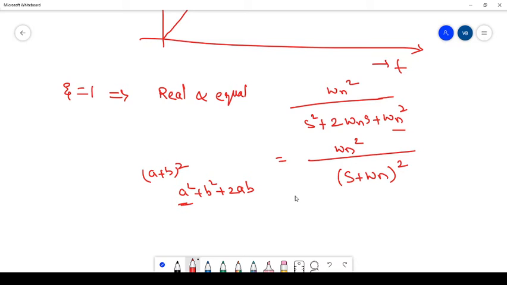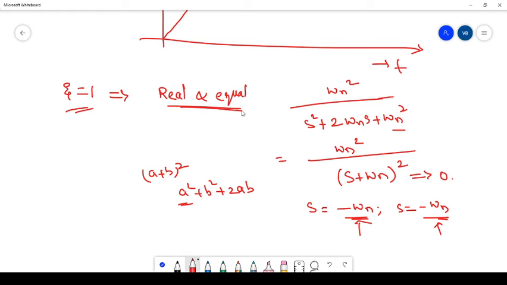So when you calculate the roots, the characteristic equation should be equal to 0. So what you got: s equals minus omega n is one root, and s equals minus omega n is another root. So the roots are real, we don't have any imaginary part, and those two roots are equal. So whenever zeta is equal to 1, we are going to get the roots real and equal.